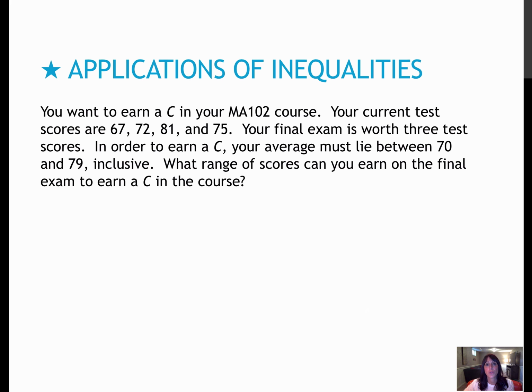Here's one question for you to try on your own, again dealing with your grade. So you want to earn a C in your MA 102 course. Your current test scores are 67, 72, 81, 75. Your final exam is worth 3 test scores. So this one's a little bit different because it's weighted differently. So whatever I get on that test, I need to take it times 3.